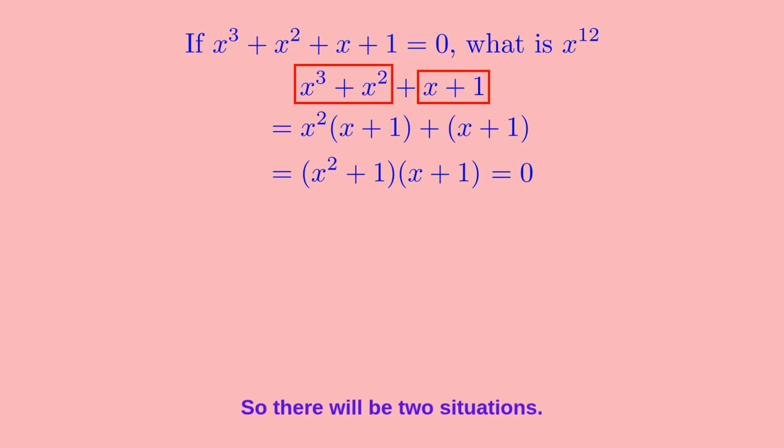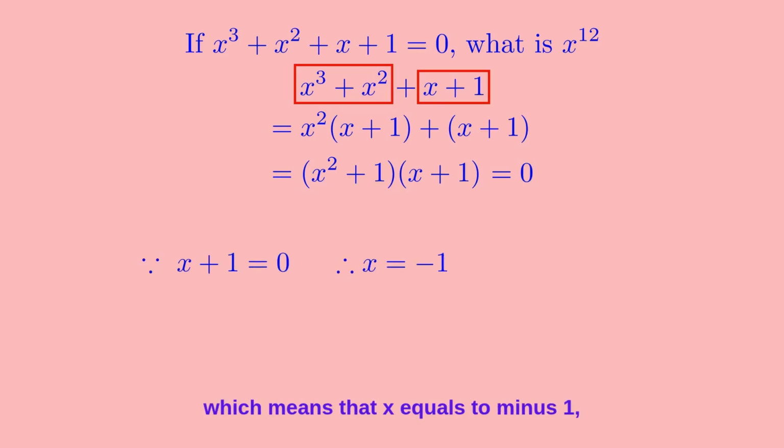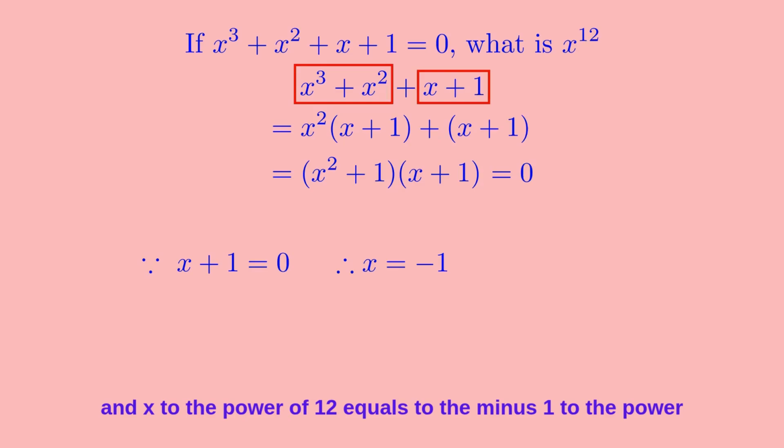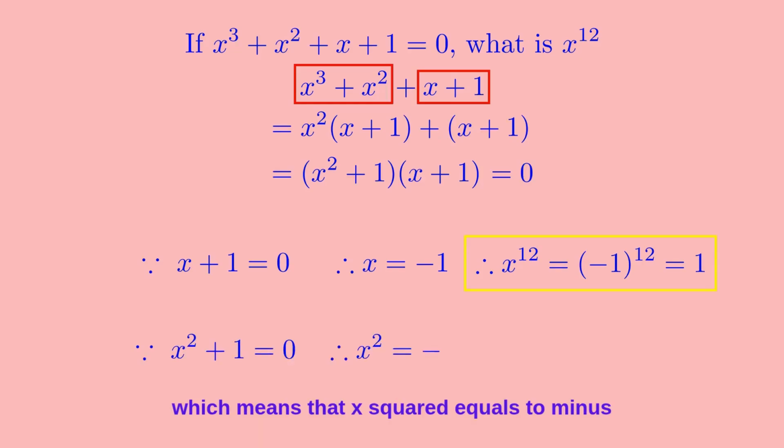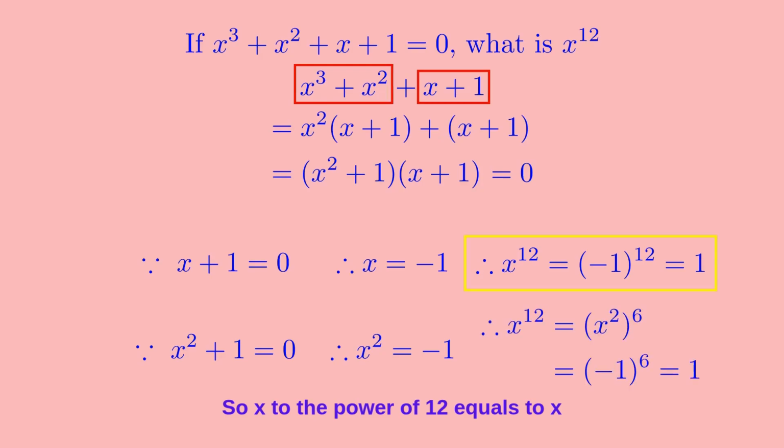So there will be two situations. Either s plus 1 equals 0, which means that s equals minus 1, and s to the power of 12 equals minus 1 to the power of 12 equals 1. Or s squared plus 1 equals 0, which means that s squared equals minus 1. So s to the power of 12 equals s squared to the power of 6, which is minus 1 to the power of 6, which is still 1. And this is the first solution.